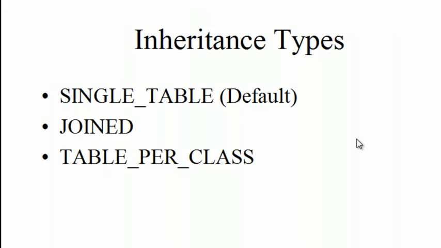For inheritance mapping, there are basically three types of inheritance strategies. What are the three strategies? The first, by default, is called single table. The second is joined, and then there is another strategy called table per class. Now let us see all these three strategies. If you notice, the single table is the default.